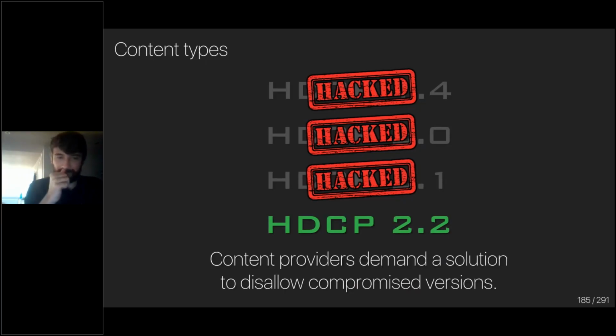But the content providers, the people from the content producing side who also buy into HDCP, like Blu-ray and all of the movie studios, the Motion Picture Association of America, they weren't too happy paying for a service which kept breaking. They want their content protected, so they wanted a solution to this problem. And the solution that they came up with was content types.